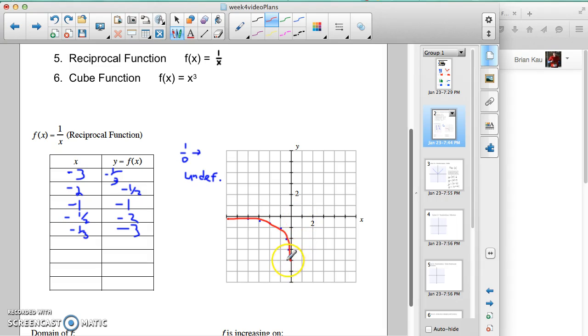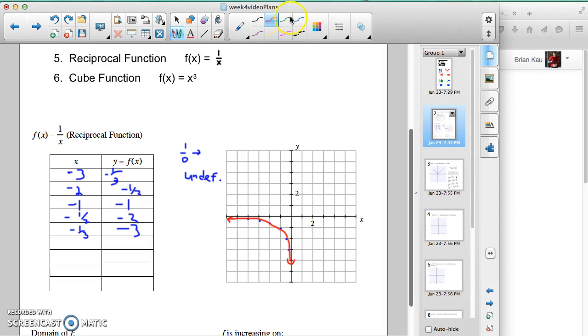We don't have answers for either of those axes. It doesn't cross the axis. Those are what we call the asymptotes for this function. The y-axis, which is x equals 0, that's an asymptote, and the x-axis, which is y equals 0, that's an asymptote as well for this function.